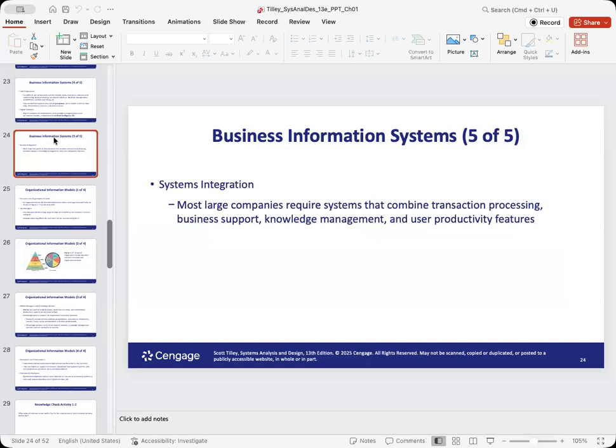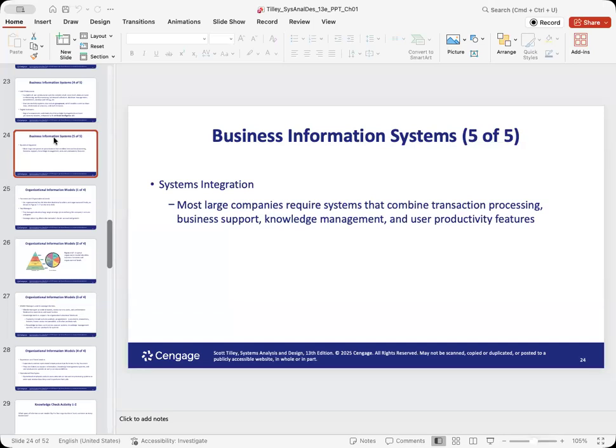Then we also have systems integration. Most large companies require systems that combine transaction processing, business support, knowledge management, and user productivity features. Now, if a company requires these different systems, that's transaction processing system, business support system, knowledge management system, and user productivity features, they will then have to integrate all these. And this is where systems integration comes in.